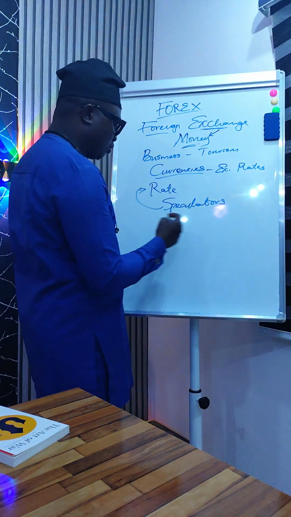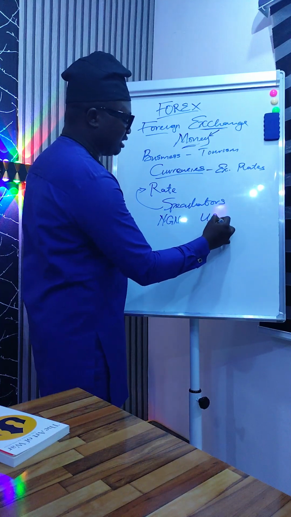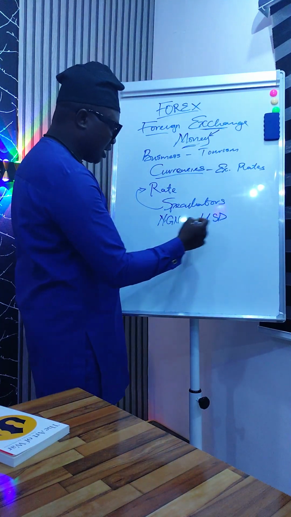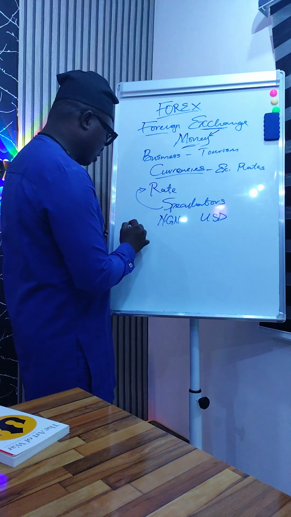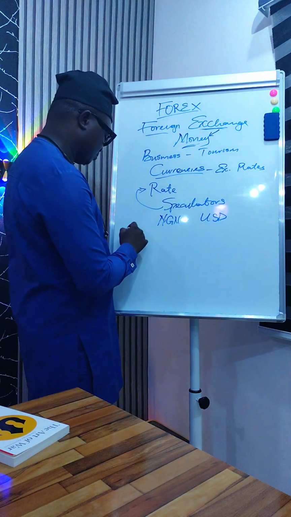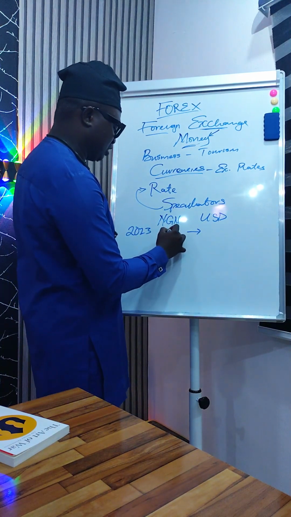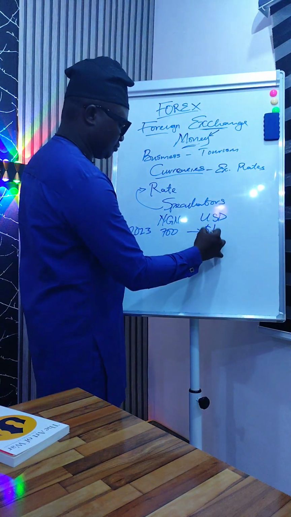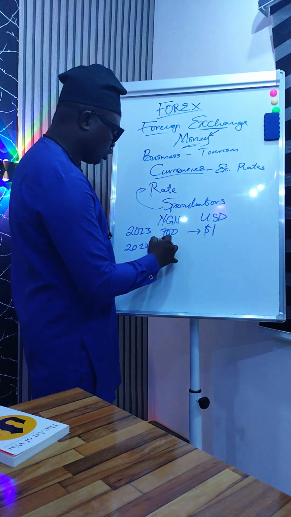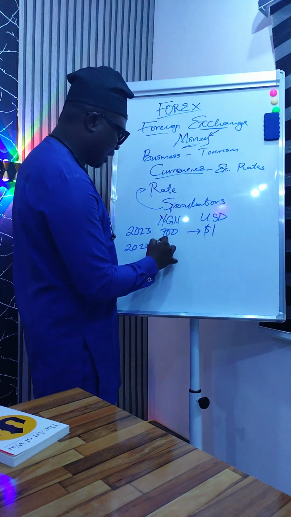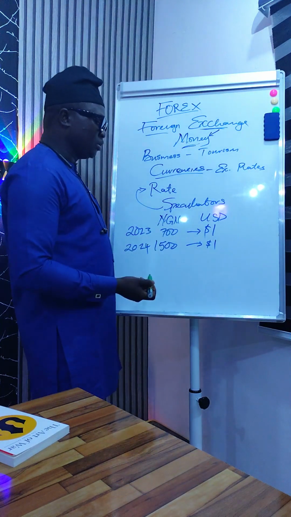Let's take, for example, we have our Naira here, NGN, and our USD here. Let's say years back, around 2023, Naira to dollar is just, let's say, 700 to $1. But in 2024, the price goes up and is now 1,005 to $1. Now, what do we see here?